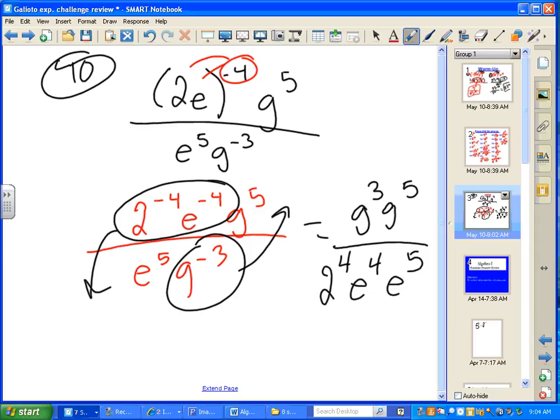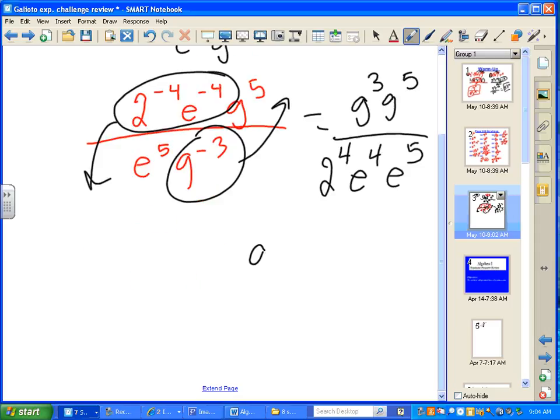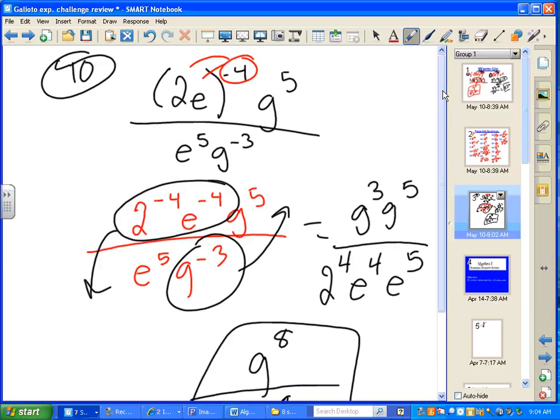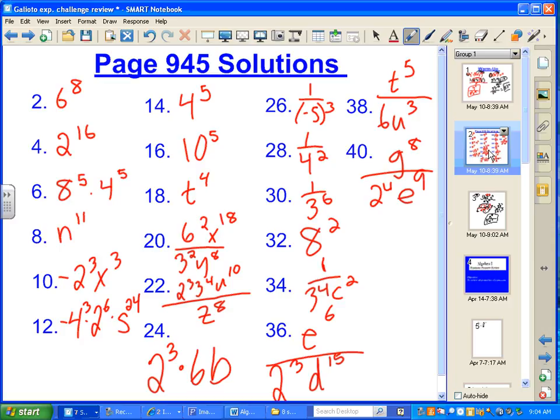And then let's just combine like terms. So g to the 8th is what's on top. Bottom is 2 to the 4th, e to the 9th. All right? So if you just get rid of those middle inside parentheses first, move negatives, and then simplify, you'll be fine. Anyone else, any of these problems that you either need to see or need me to go over? Heather? Okay.